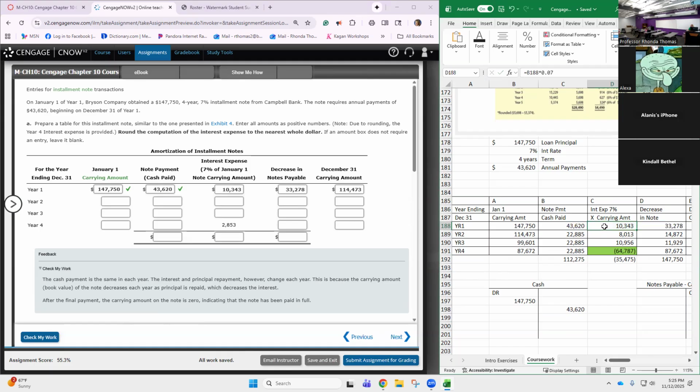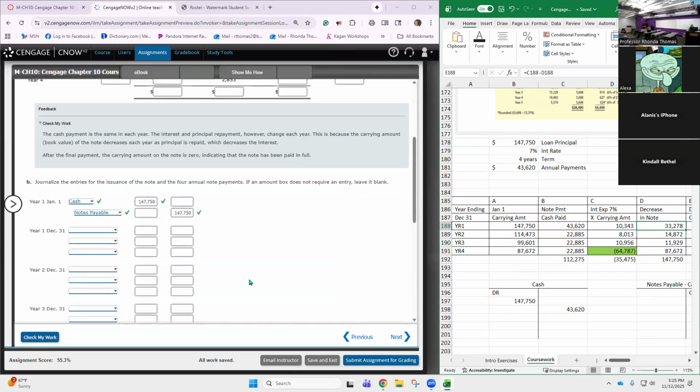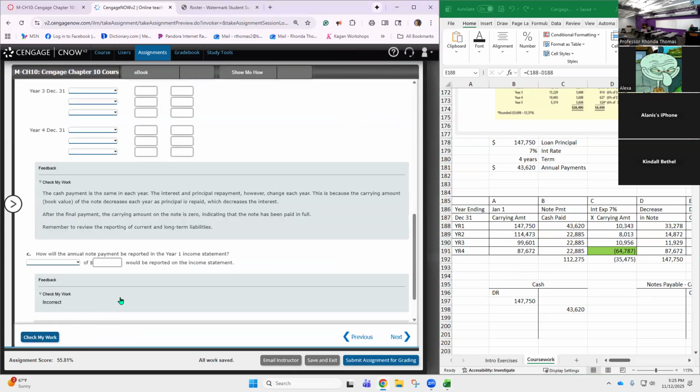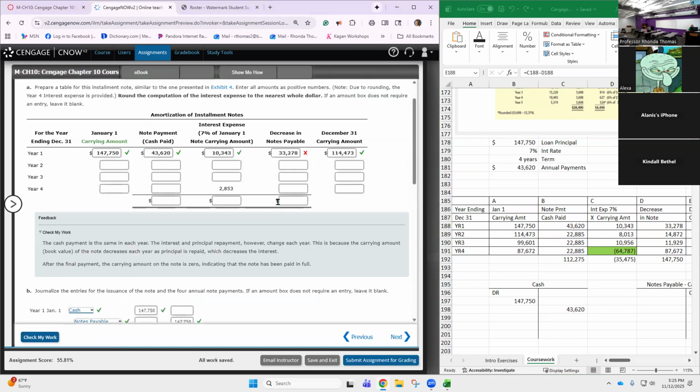Minus 7% of the note. And so this is wrong. Okay, let me see what I've done here. It's wanting us to keep up with the decimals. Oh, yeah, of course. Okay, it's 77, 78. There it is.